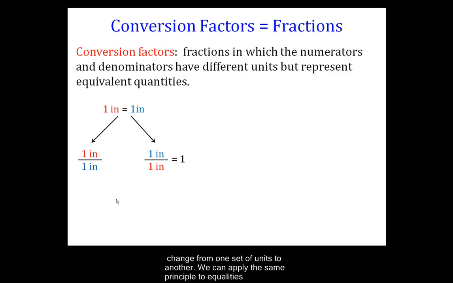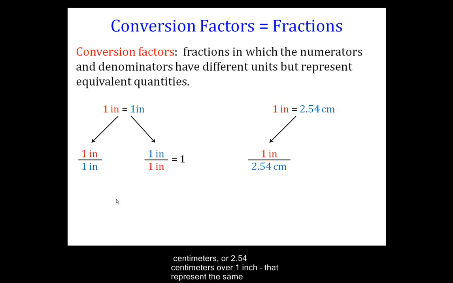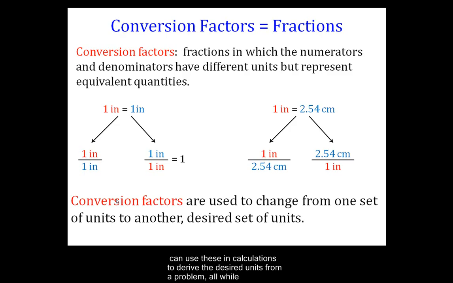We can apply the same principle to equalities between metric and English units, such as 1 inch equals 2.54 centimeters. As with the example on the left, we can create two conversion factors, 1 inch over 2.54 centimeters, or 2.54 centimeters over 1 inch, that represent the same length but just in different units. Once the right conversion factors are established, we can use these in calculations to derive the desired units from a problem, all while keeping track of our changes in our units in a methodical process.